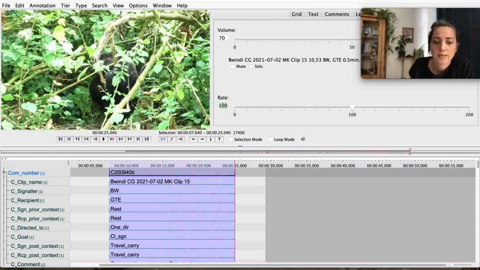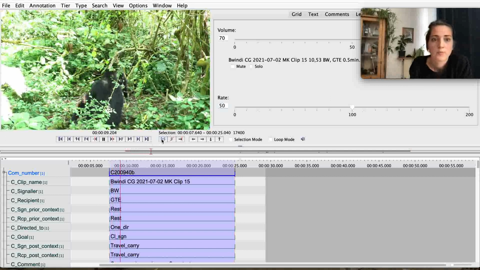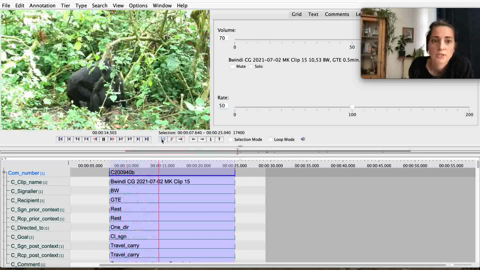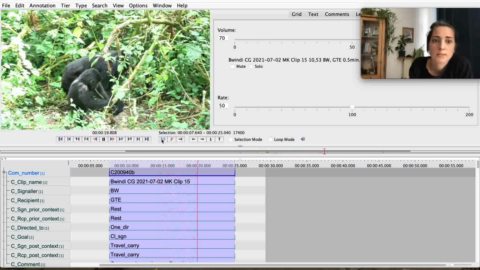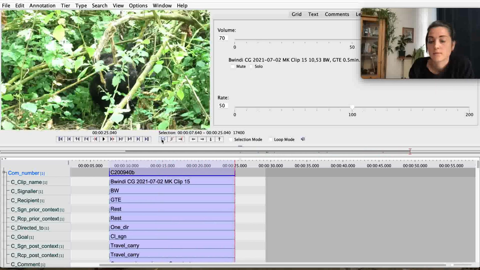I'm going to play this again in slow motion just to be sure that you can see everything. So Mubwindi, the mother, gets a grab hold from Kagote, the first gesture, then Mubwindi looks back, pushes, response waits, keeps looking, and then when Kagote climbs, they start traveling together. So we code exchange separately. This is the same communication, but it gets a B because it's the second part of the communication. Here the signaler is the mother, the recipient is the son.